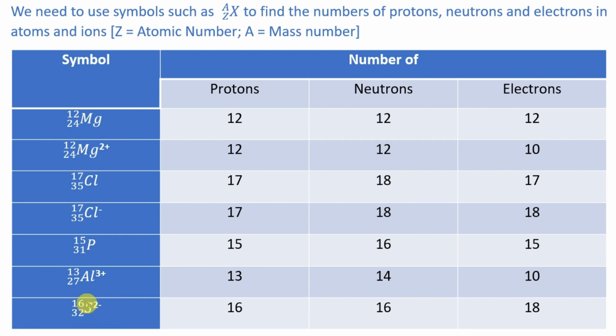And sulfur. Atomic number 16, 16 protons. Charge 2 minus. 2 negative electrons must have been gained to give 18. 32 minus 16, 16 neutrons.